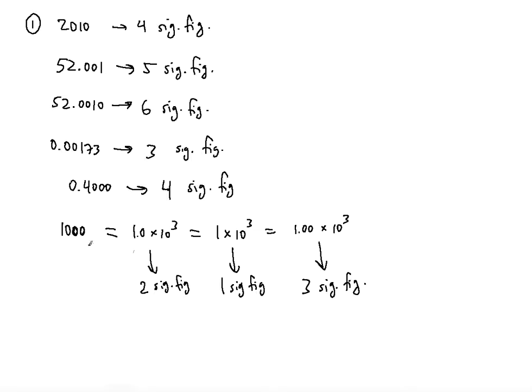So as you can see, this is an ambiguous case, but all the other cases are straightforward. The zeros between non-zeros are important, the zeros following the non-zeros are important, the zeros to the left of the non-zeros are not important. If you follow that rule, it should be fairly easy for you to determine the number of significant figures.